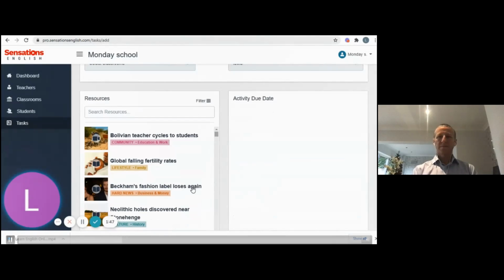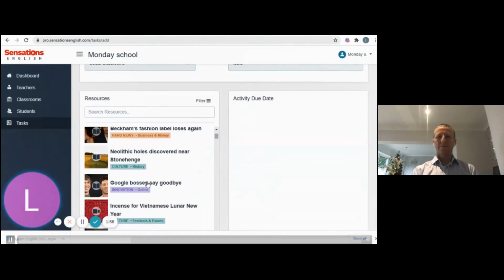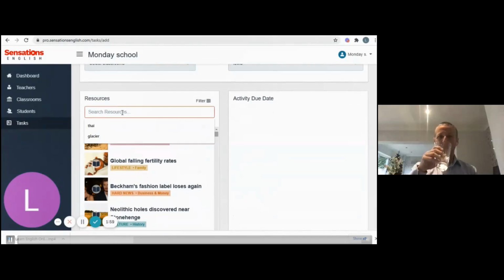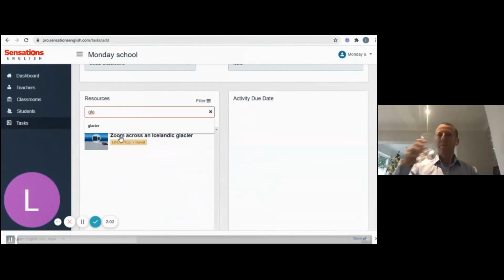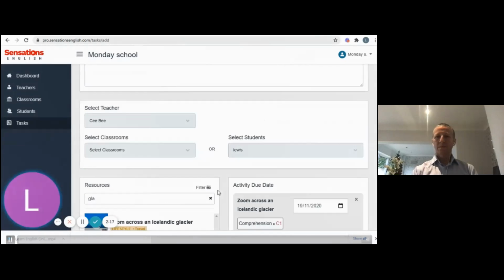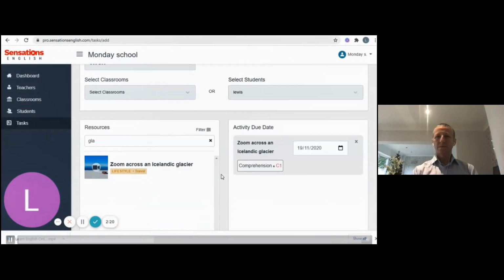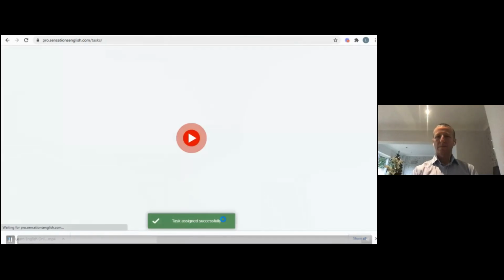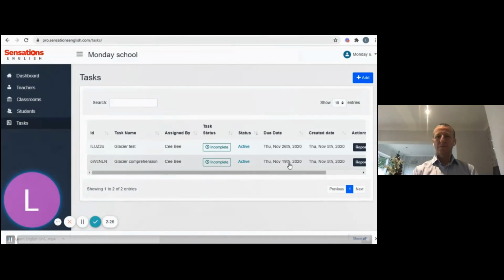And now I choose the resources I want to put into my task. I could choose 1 or more activities from any of the stories that we have covered on Sensations English. I'm going to type in Glacier to bring up the story I'm interested in. And I want my student to do the comprehension activity at grade C1. Selected that, add the activity, and now I just check everything's correct. Everything's filled in, and I add the task, and there it is. Glacier comprehension has been added, due on November the 19th.